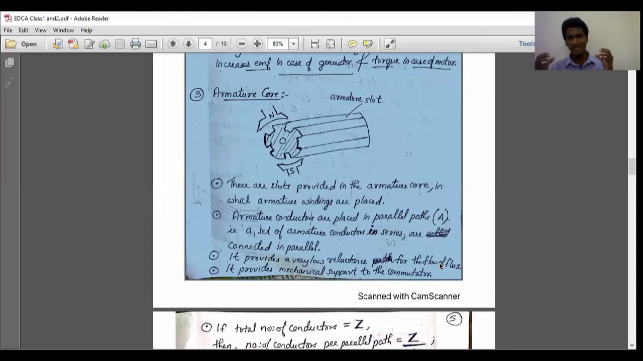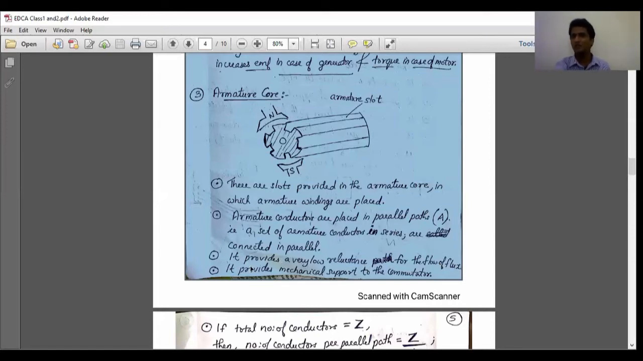So what should the characteristics of armature be? It should not oppose completely the flow of flux. That means it should allow the flow of flux. Then only flux can travel through the armature windings and EMF can be induced in the windings. Clear? So what should be the value of reluctance in case of armature? It should have a very low reluctance so that maximum flux is allowed to flow through the conductor. So armature provides a very low reluctance for the flow of flux.